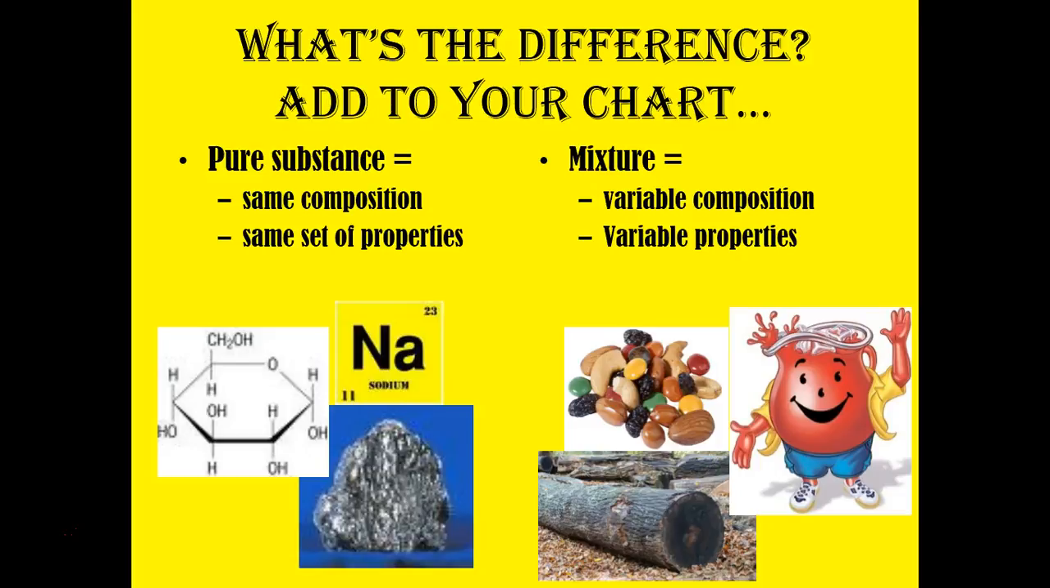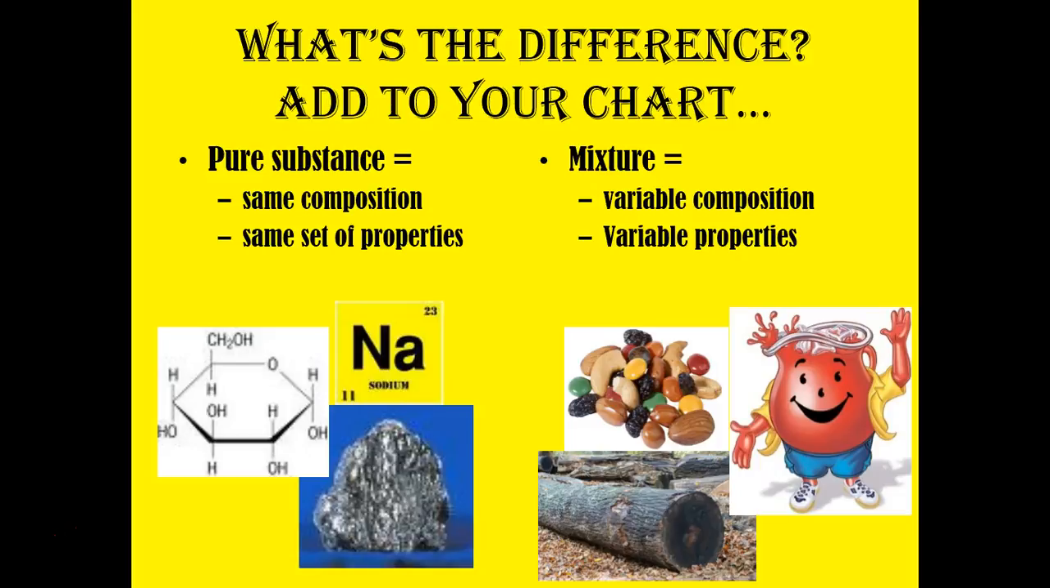Mixtures, I should say, have variable composition. I have pictured something like a mixture of nuts and raisins in trail mix, or the Kool-Aid man, emphasizing that when you make Kool-Aid, you mix different substances together. You have sugar in there, and you have water, and you have those little packets of flavoring, and those are all different chemicals mixed together. And then wood has starches and all the things that go into cells. There's mostly carbon and hydrogen and oxygen in there, but it's mixed together in these different ways.